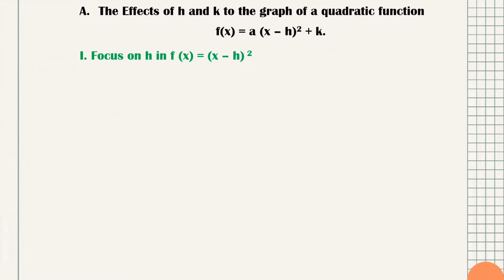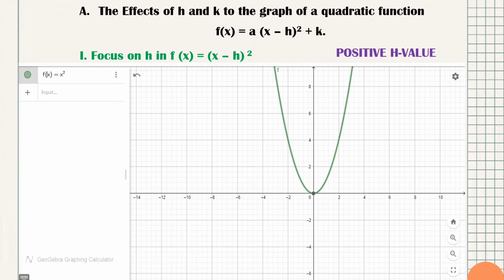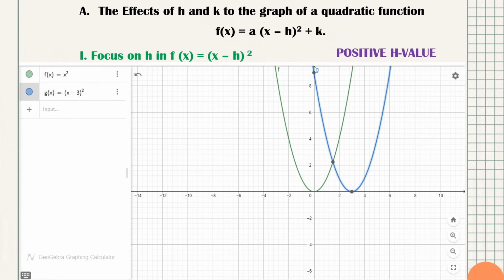Now, we are considering how a positive h value changes the graph of a basic quadratic function. Again, first is to graph our parent function, which is x squared, which has a vertex of 0, 0. Next, if the value of h is positive 3, the equation will be quantity x minus 3 squared. And the graph of quantity x minus 3 squared is this.